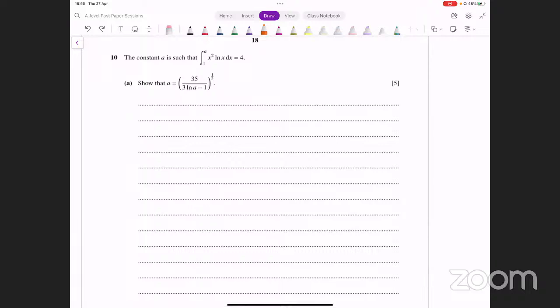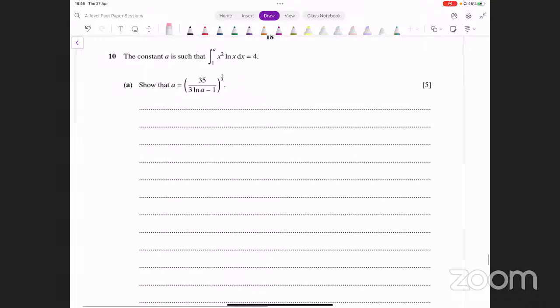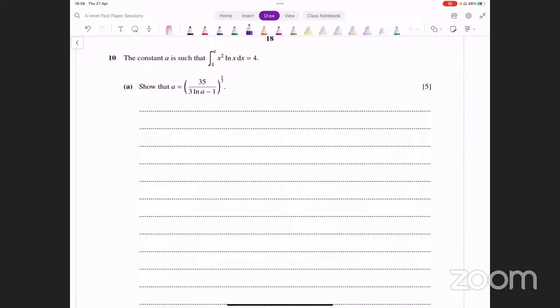It says the constant a is such that the integral of x squared into ln x with respect to x is 4 with limits a to 1. Show that a equals this thing. Okay, now this requires integration by parts. It's going to be slightly long. Let's just do it. Okay, so we have a product here. X squared into ln x.